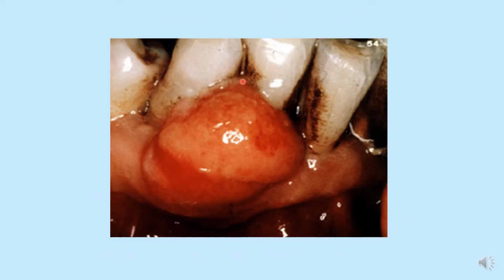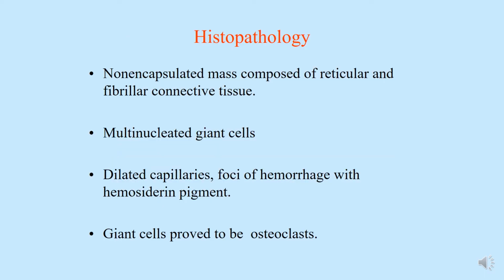So this is a case wherein there is a growth on the gingiva, interdentally in the mandibular anterior region. This lesion actually turned out to be peripheral giant cell granuloma. Histopathologically, what we see is a non-encapsulated mass composed of reticular and fibrillar connective tissue, multiple multinucleated giant cells. This is what is pathognomonic here: dilated capillaries, foci of hemorrhage, hemosiderin, and giant cells.